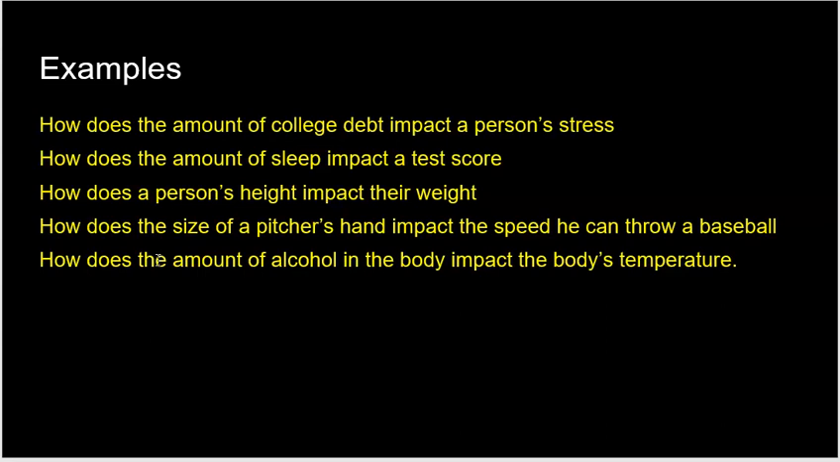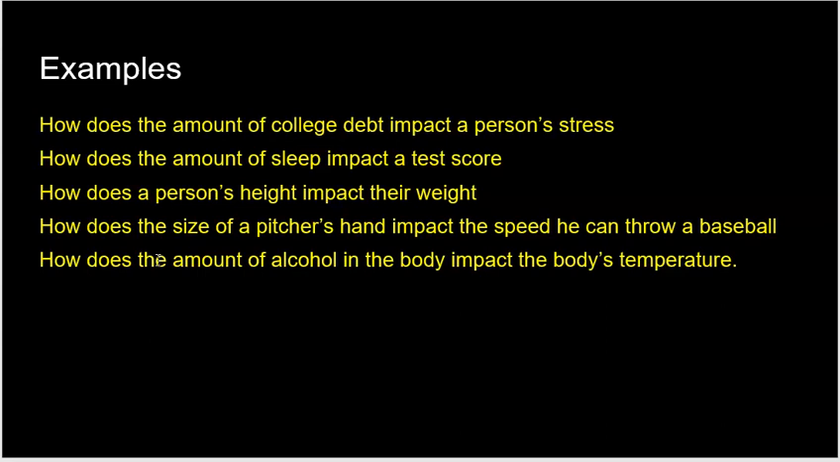Who knows? How does the size of a pitcher's hand impact the speed he could throw a baseball, or she? Well, if I've got a bigger hand, maybe I could grip it more. And a bigger hand might mean that I'm stronger. So maybe I have bigger biceps, which means I could throw it faster. Who knows? How does the amount of alcohol in the body impact the body's temperature? So both of those are quantitative variables. If I have more alcohol in my body, does that make the body warmer?